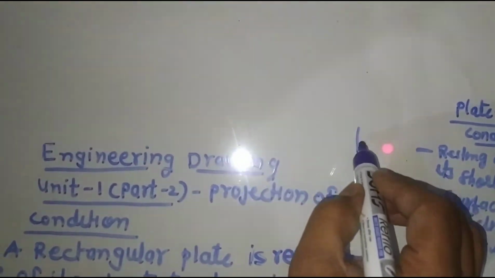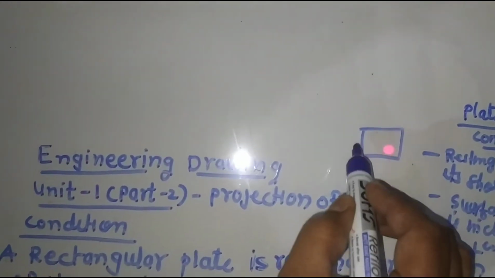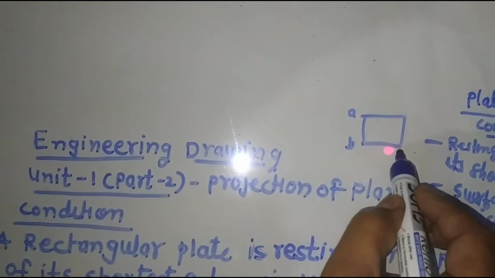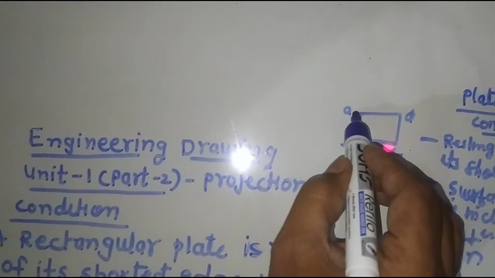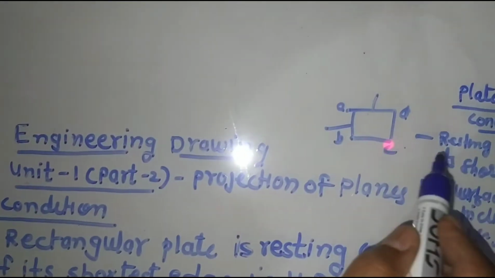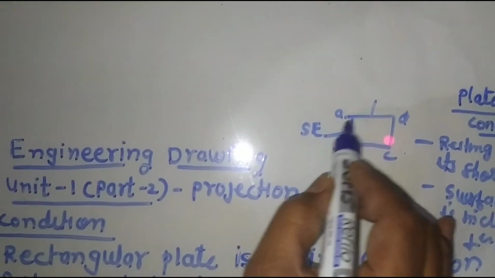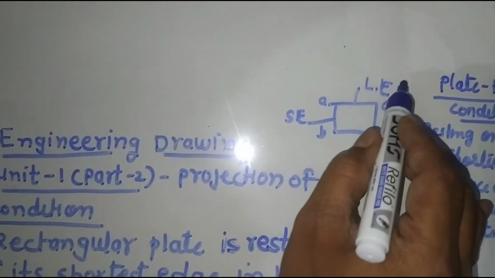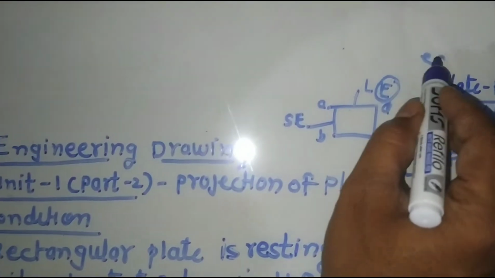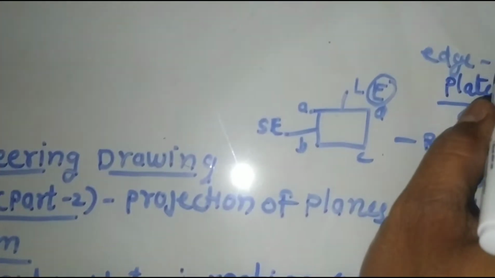Now I'll draw the rectangle. This is the rectangle A, B, C, D. This is the shortest edge and this is the longest edge. Edge means side.